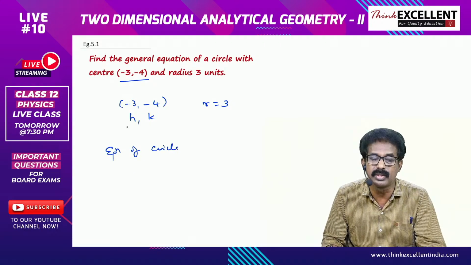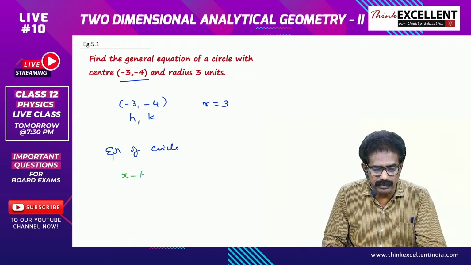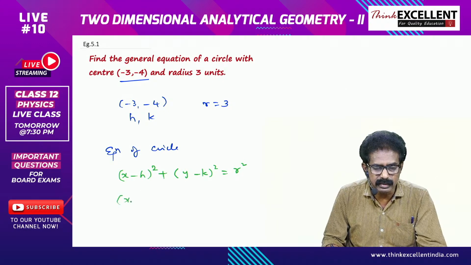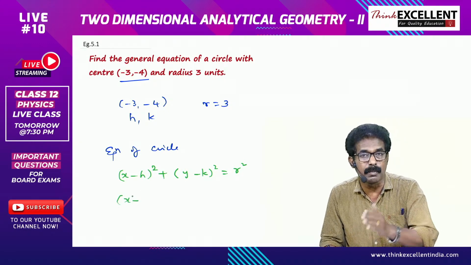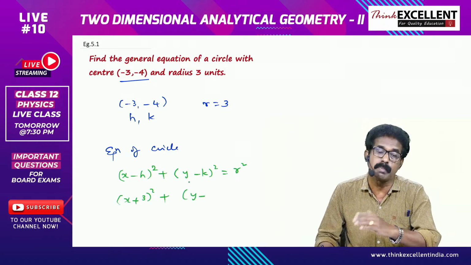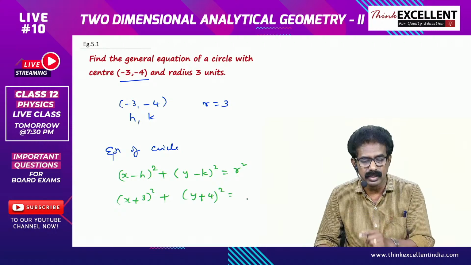What's the formula to use here? This is the first type, right? x minus h the whole square plus y minus k the whole square equal to r square. Substitute the values. x minus h, h value is minus 3, so it becomes plus: x plus 3 the whole square plus y minus k, k is minus 4, so y plus 4 the whole square equal to r square. Radius is 3, so 3 square is 9.